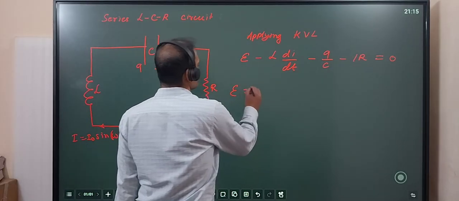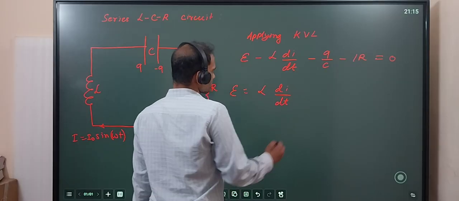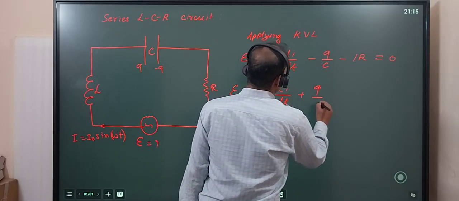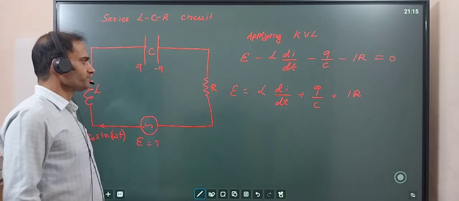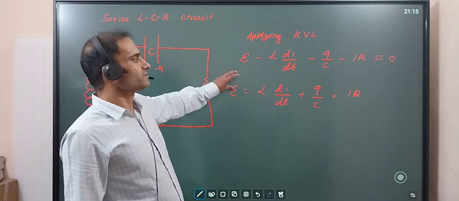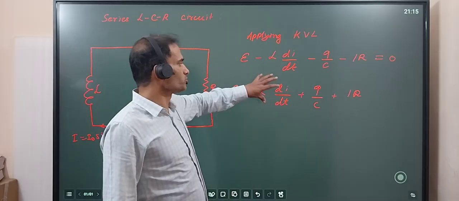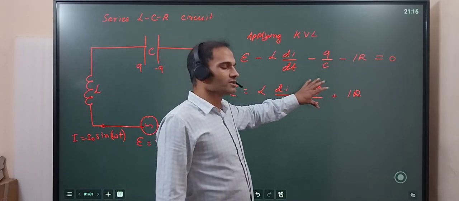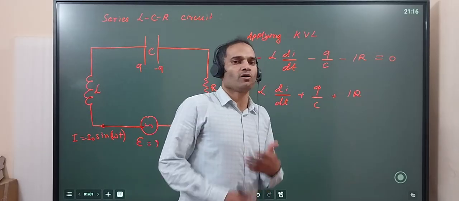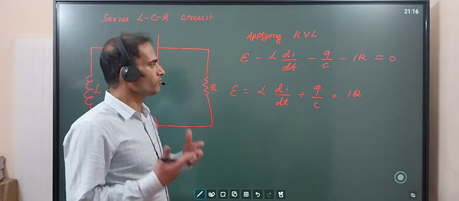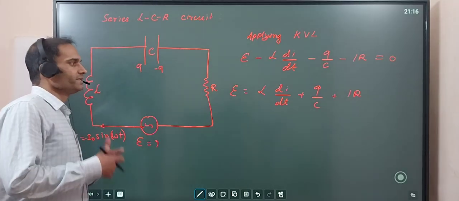So we have to find this EMF, which is L dI by dt plus Q by C plus IR. Let me explain again. We are providing some voltage, and some voltage is consumed by the resistor, some by the inductor, some by the capacitor. We are going to find the sum of all these consumed voltages, and it will give us the applied EMF.